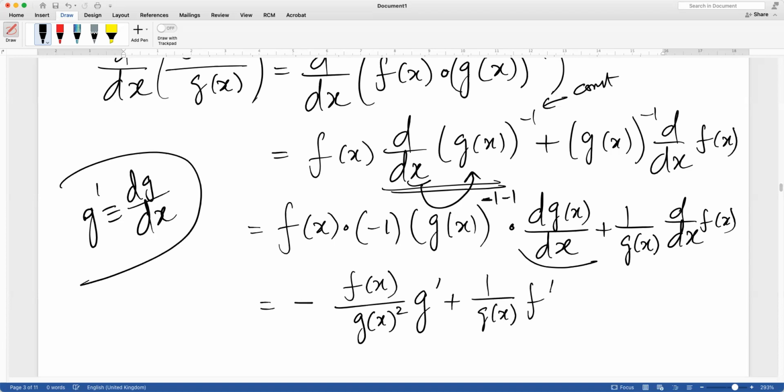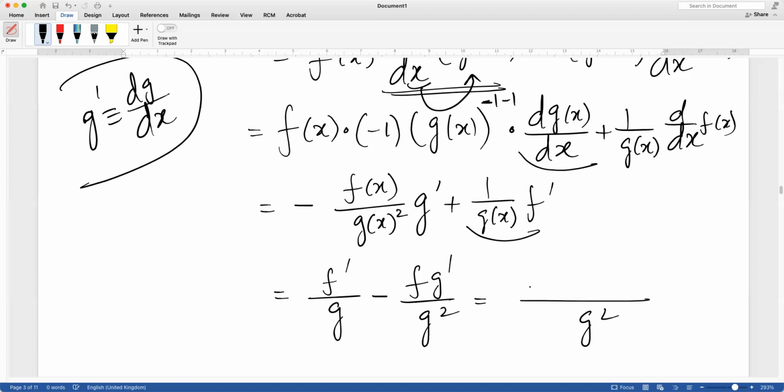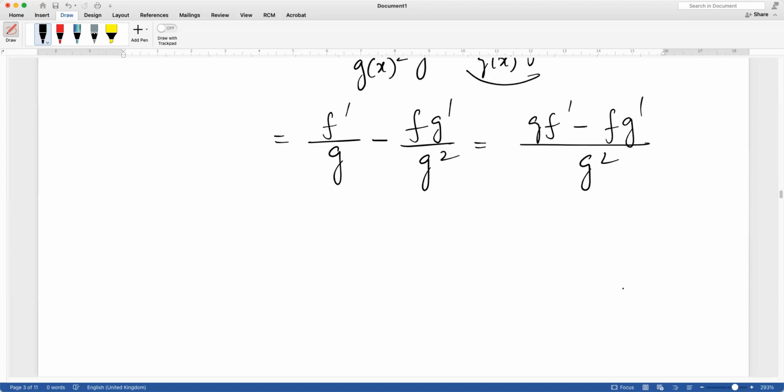Let's write the positive quantity first. That will be f prime by g minus f g prime by g square. Now take the denominator common. That will become g f prime minus f g prime over g square. So this becomes the quotient rule.